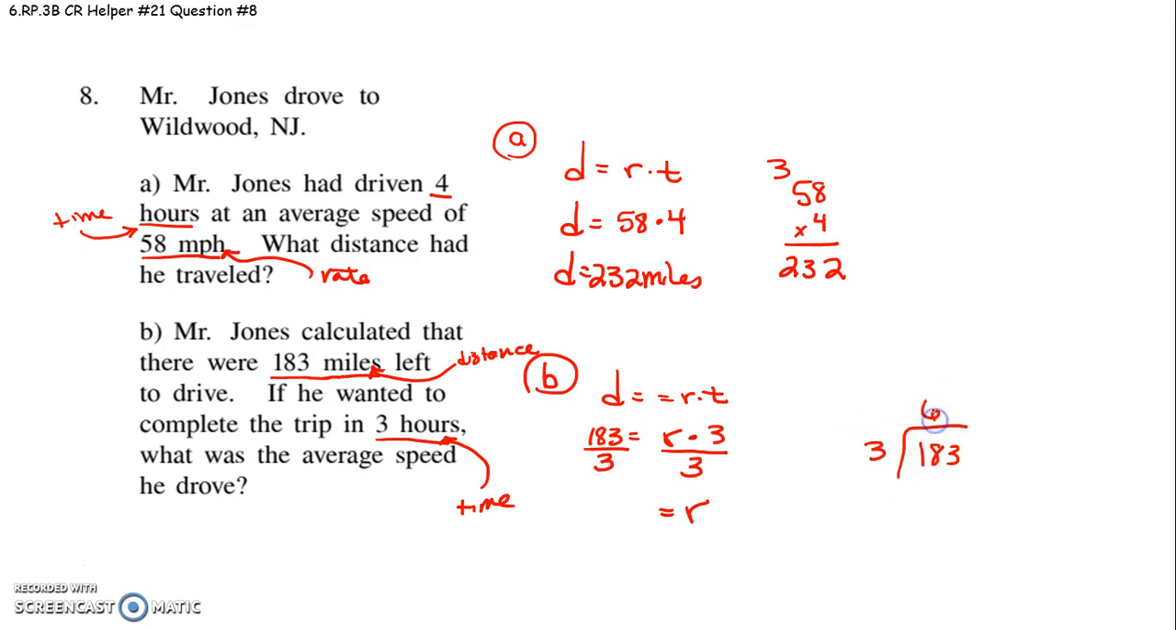3 goes into 18 6 times. 6 times 3 is 18. Subtract off, that's a 0. Drag down a 3. 3 goes into 3 once. He'll have to drive 61 miles per hour if he wants to get there in 3 hours.